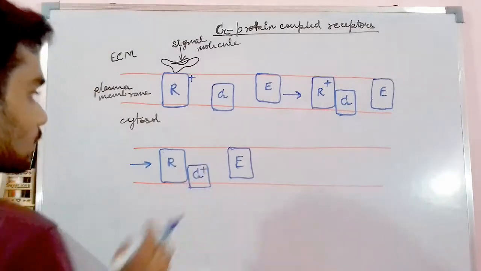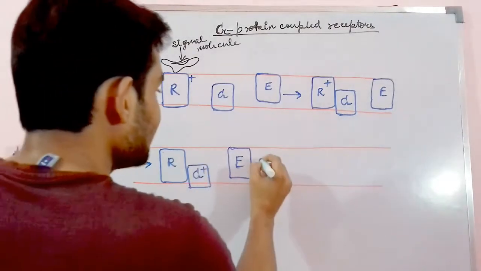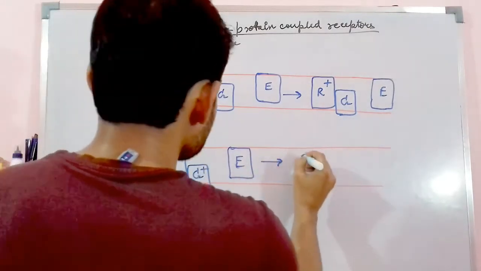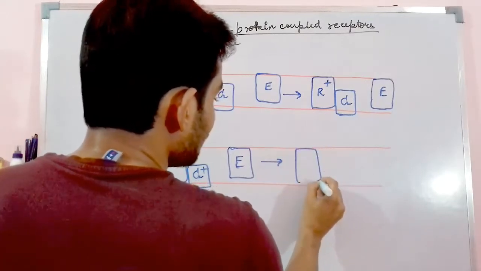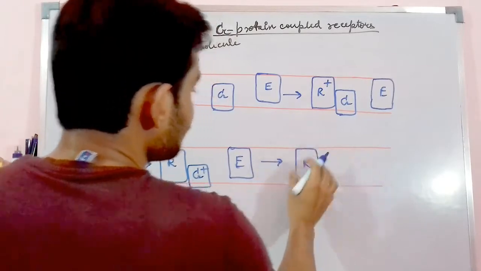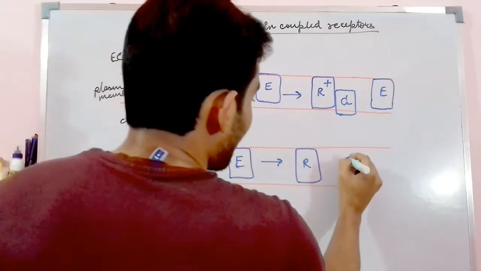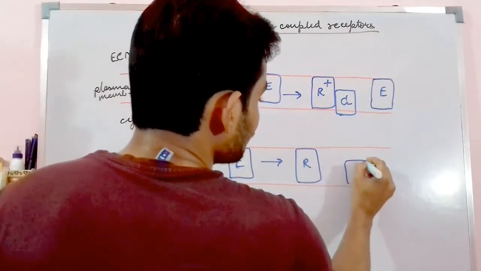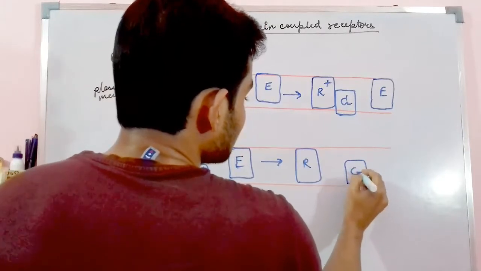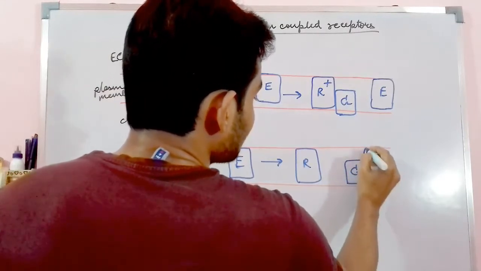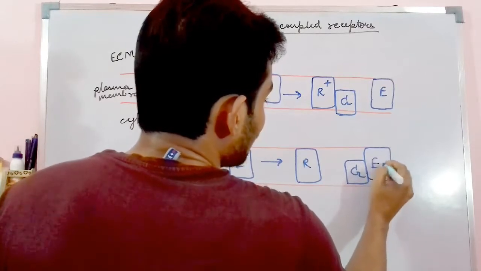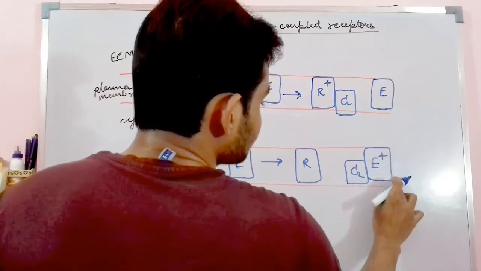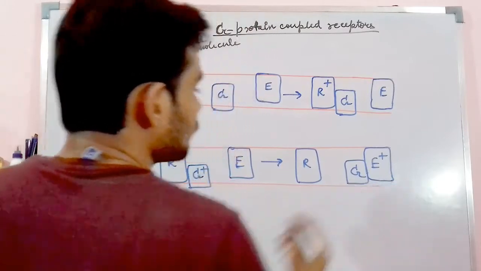Now once the G protein is getting activated, in the final, fourth stage, what would happen? The receptor would again get loosened up for acquiring a new signal molecule, and the G protein would bind with the effector molecule, and the effector molecule is getting activated.